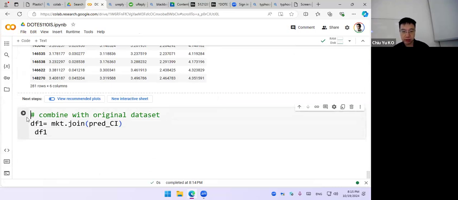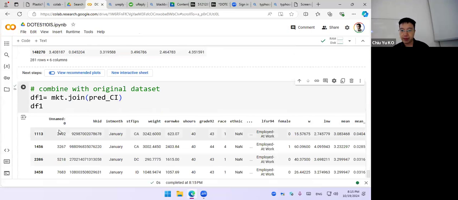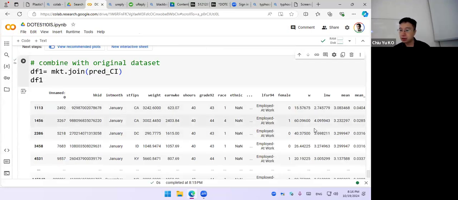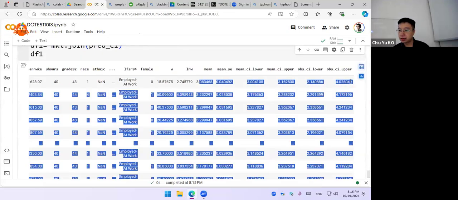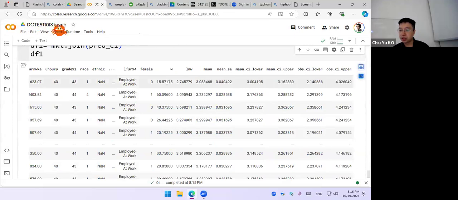Once I combine the data, you will see the original data, and at the end it tells you the wages, the mean, the prediction of this. And this is the error. So this is the Y, the Y is this guy, this is my prediction, and this is the confidence interval.